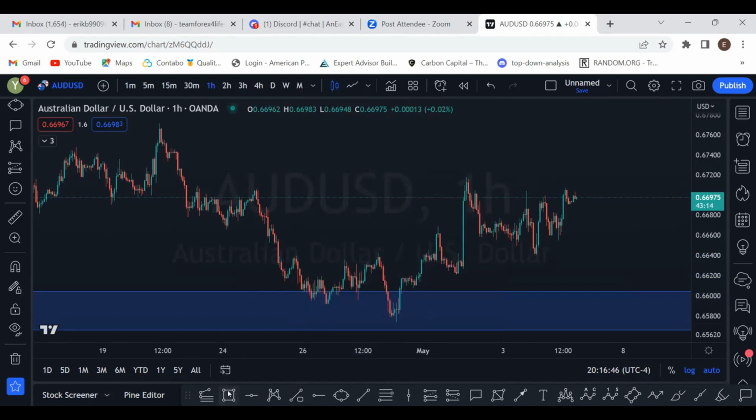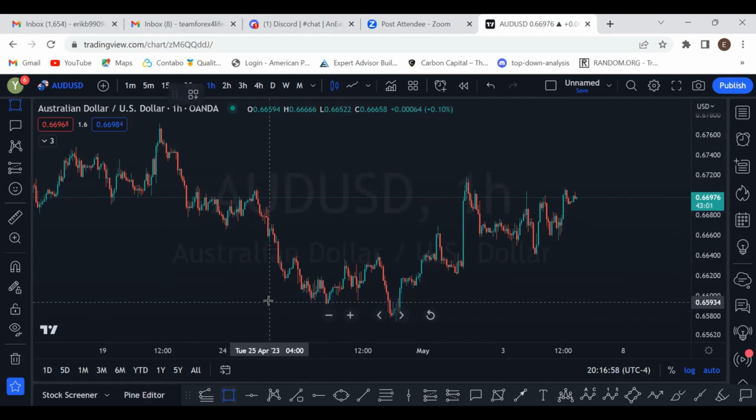M's and W's, y'all. Anybody that's new? I was gonna say break and retest. When it comes to a zone, this is what happens. I'm gonna redraw this zone.